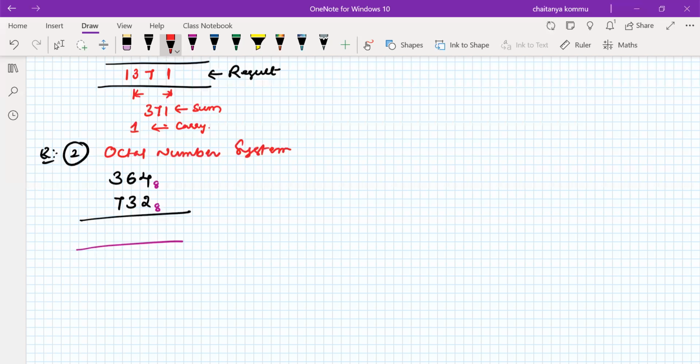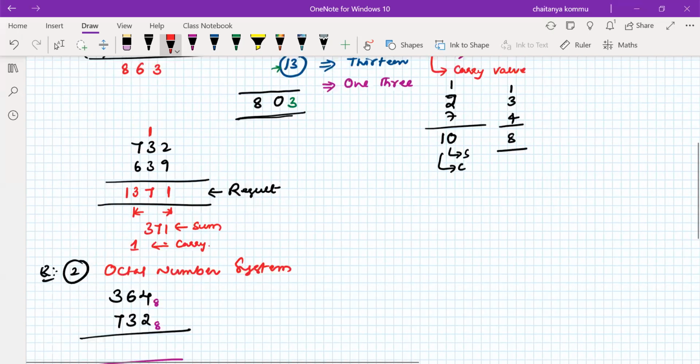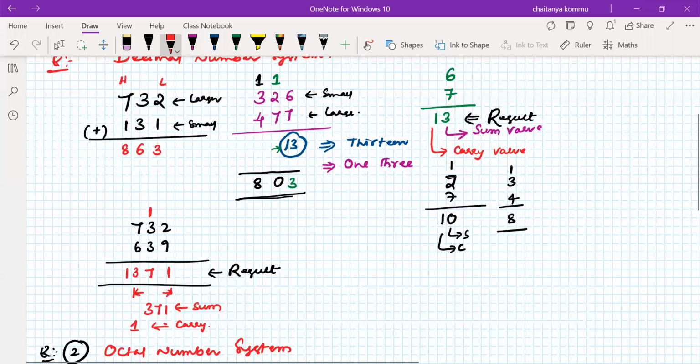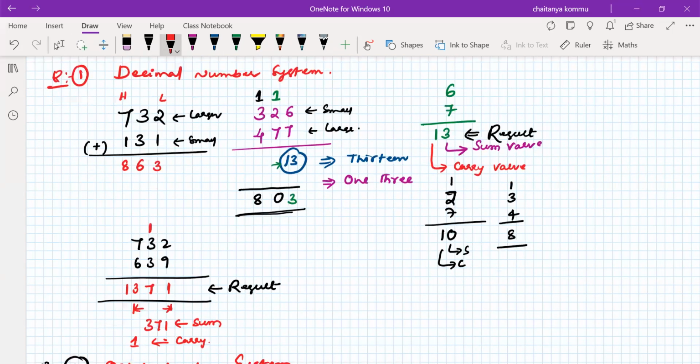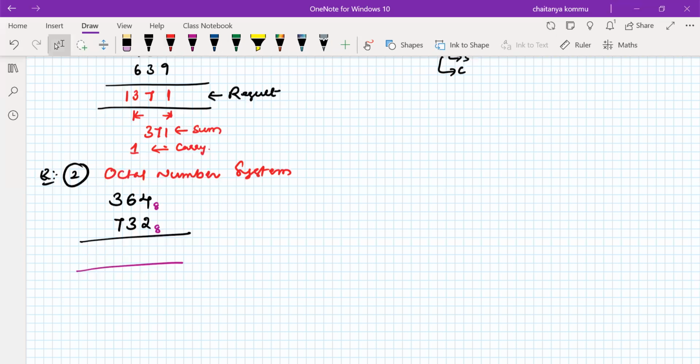Earlier we saw the decimal number system. Number two is the octal number system. What do we do? If you add 4 and 2, what is the octal number? 4 and 2? 6 only. 6 is a valid digit in octal. Yes, I can place 6 directly here. We don't have any problem.